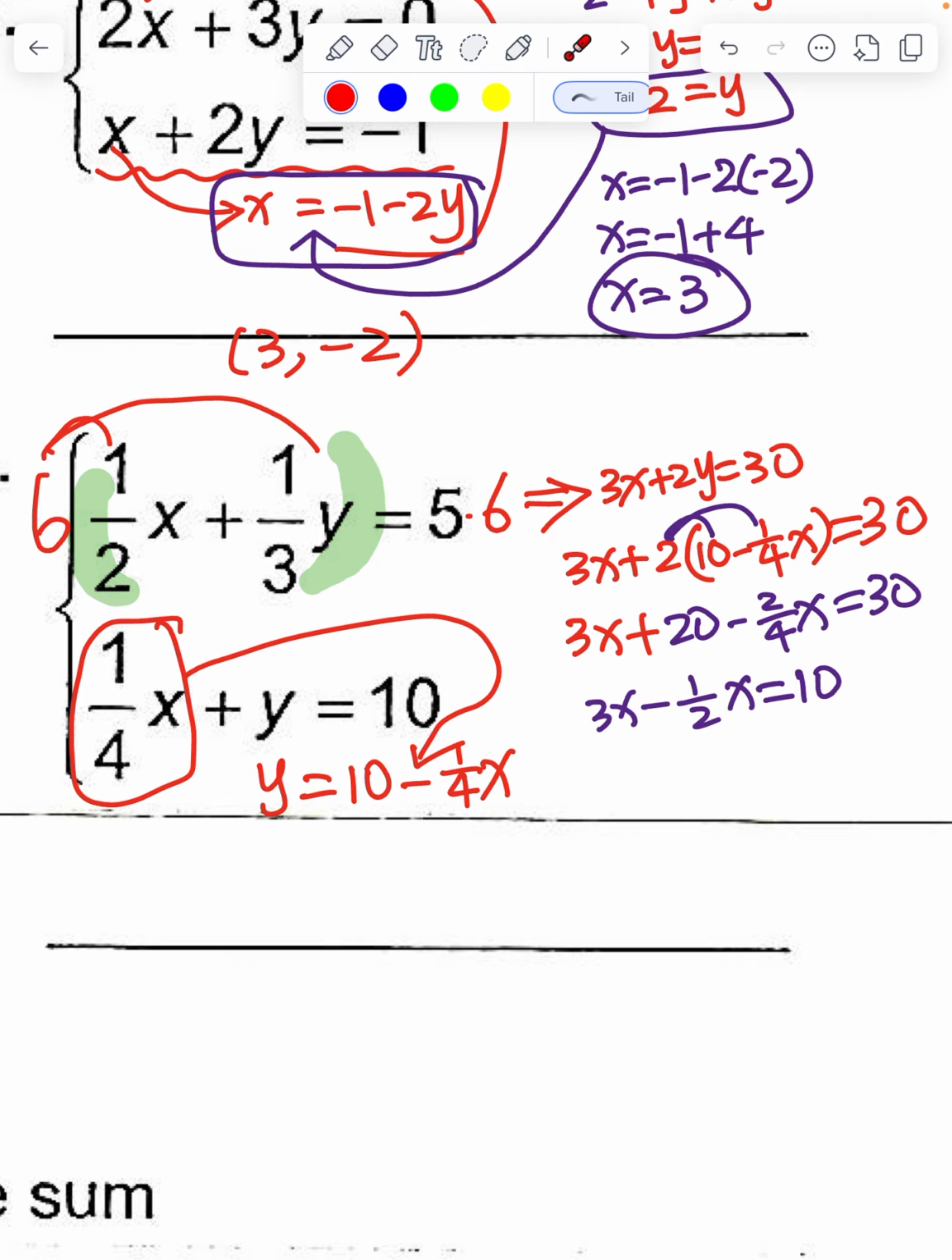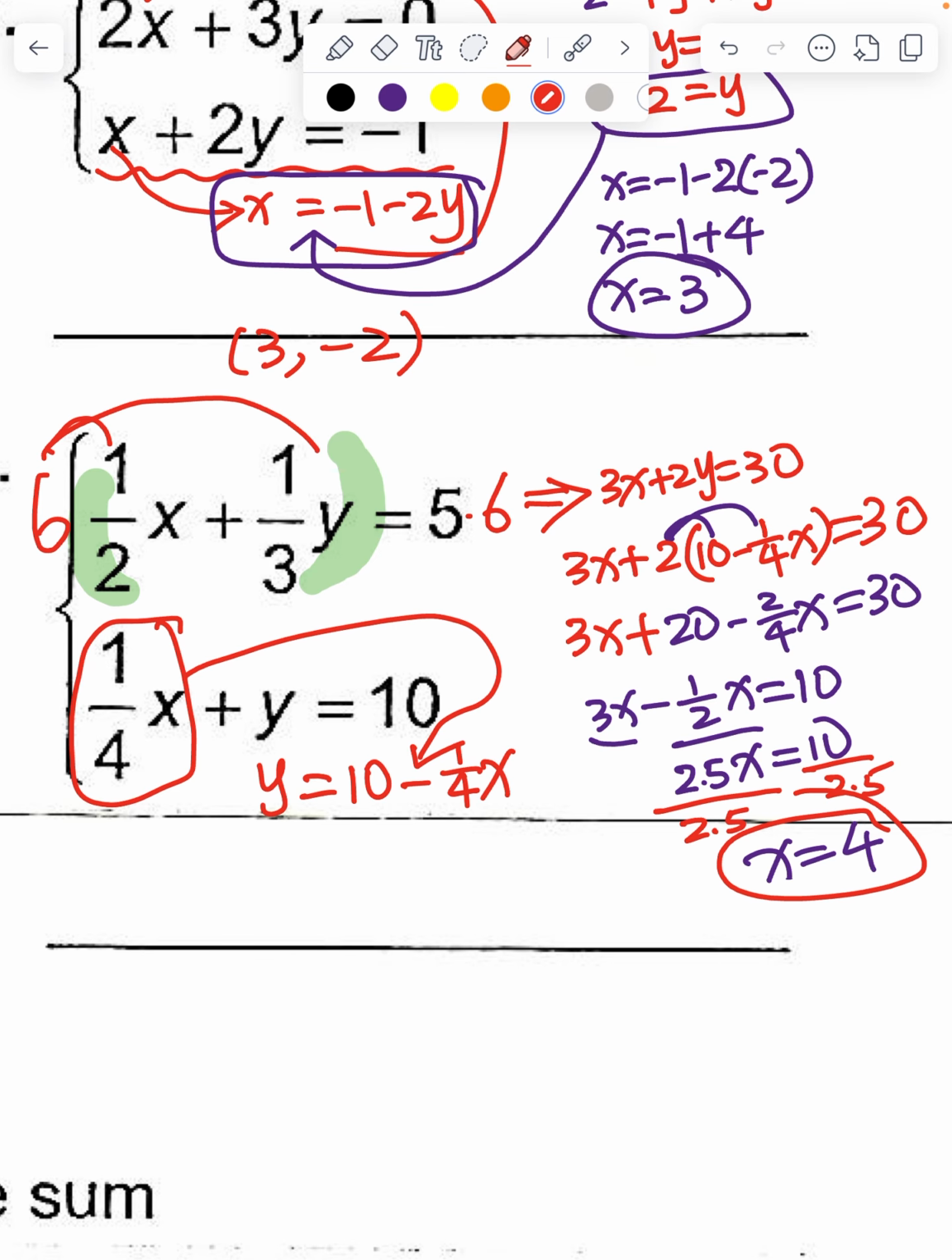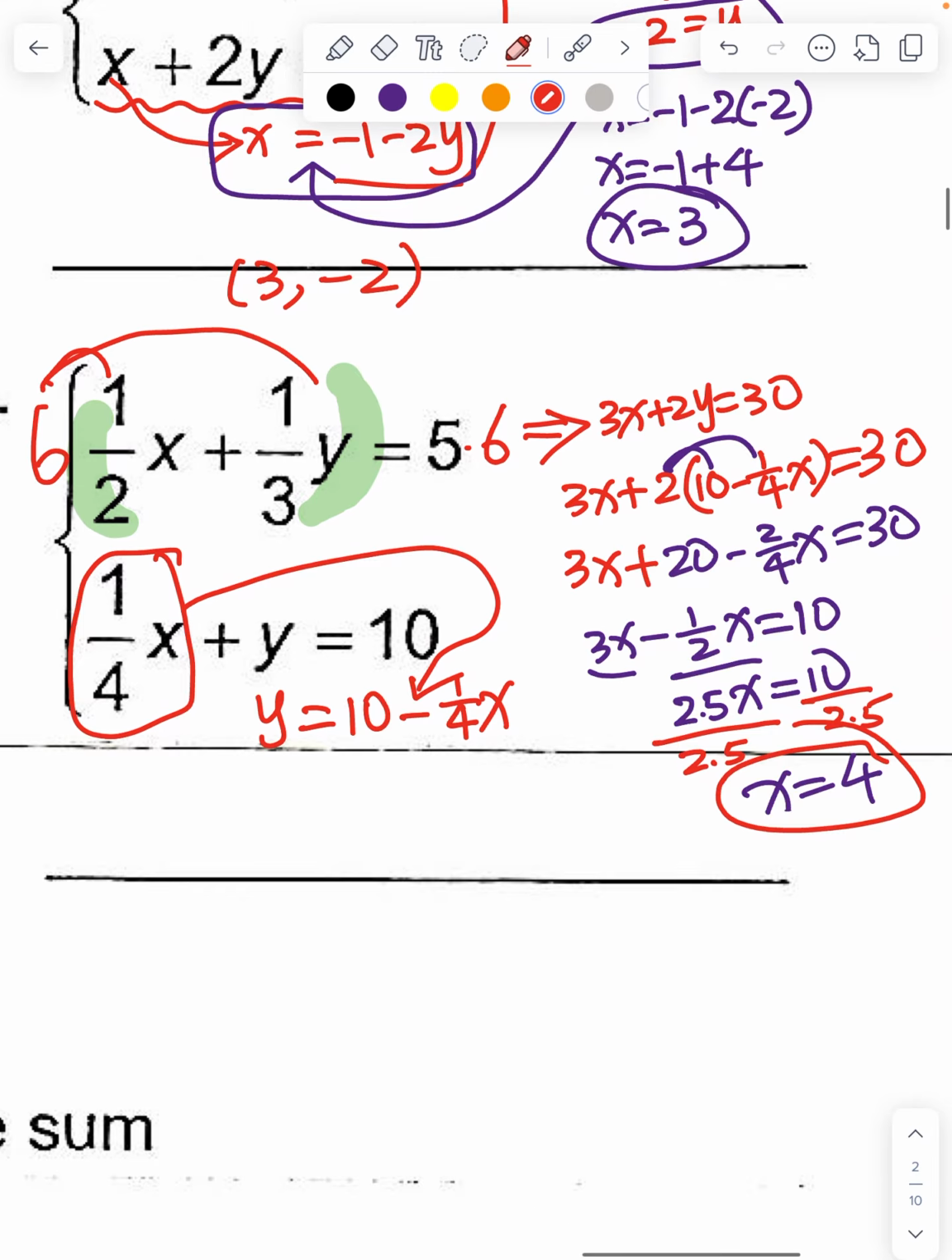Now, 3x minus half x. Half also is 0.5. So that means 3 minus 0.5, that is 2.5, right? So 2.5x equal to 10. 2.5 times what equal to 10? So divide both sides by 2.5. So x equal to 10 divided by 2.5, that's 4. So finally we solved the x. This one is a little hard, a lot of fractions.